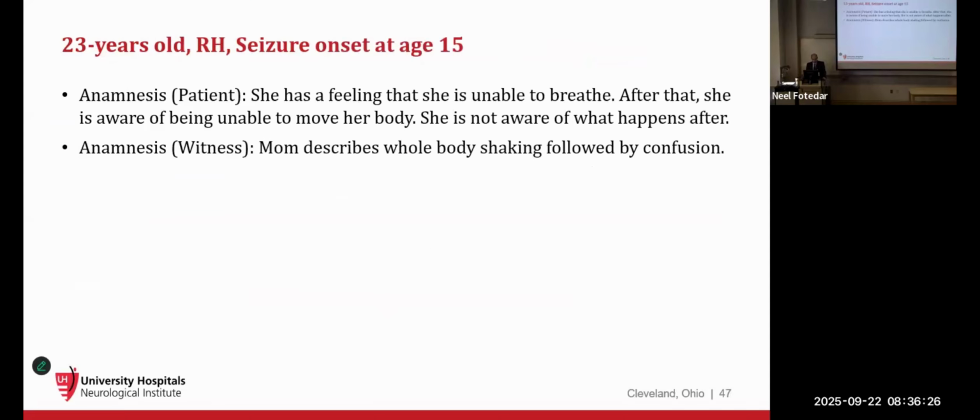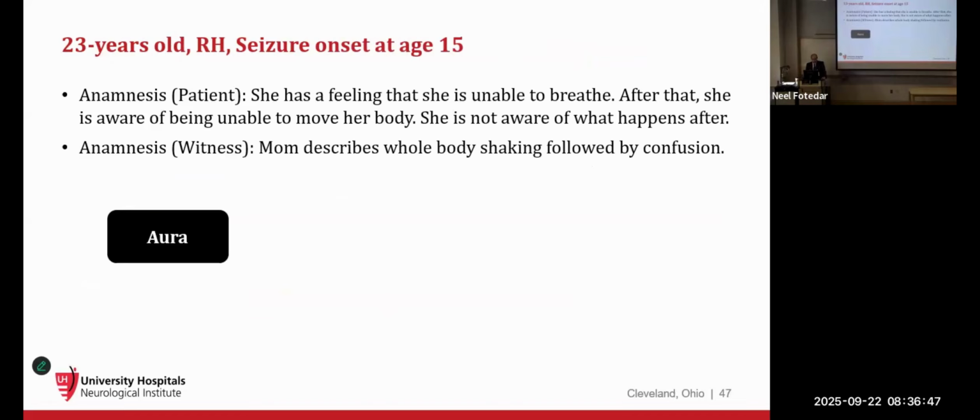It's a 23-year-old right-handed woman. Seizures started at the age of 15. She recalls her symptoms. She has a feeling that she's unable to breathe. After that, she's aware of being unable to move her body. She's not aware of what happens after that. The witness, her mom, describes whole body shaking followed by confusion. So she has an aura.